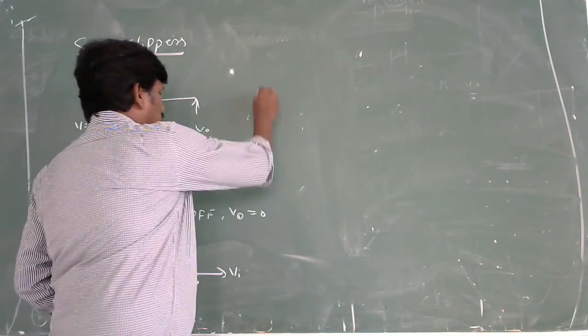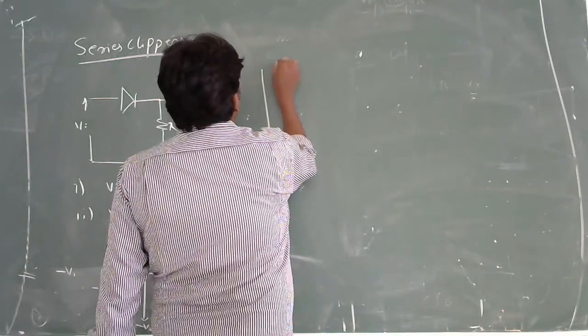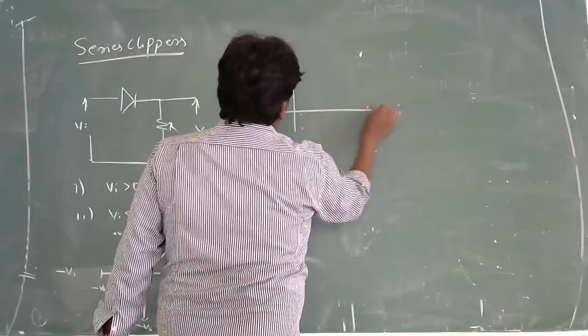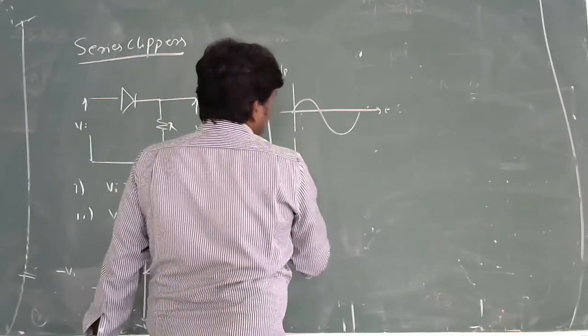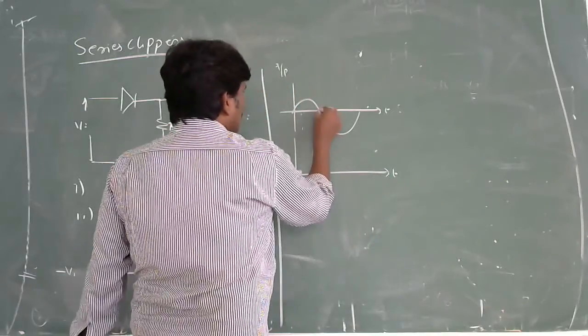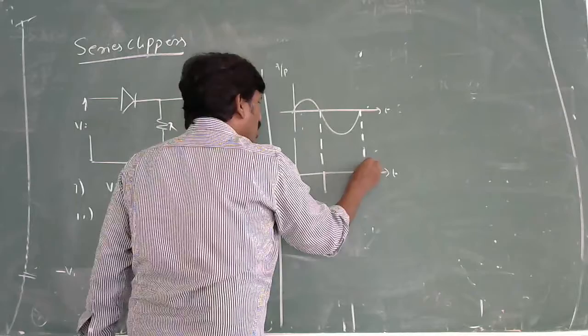And we have to draw the waveform relation between the input and output. This one is the input. This is T, and we have to draw the output corresponding to this. We just take the correspondence from the input to the output.